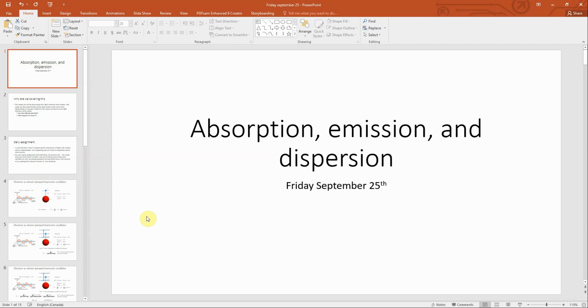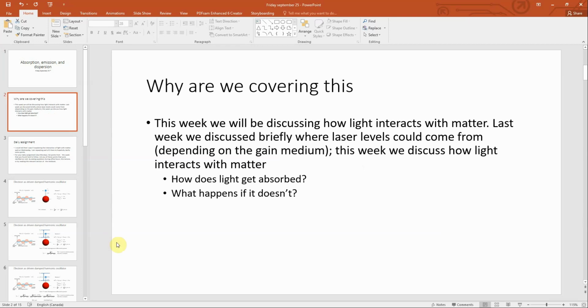Again, we'll be covering absorption, emission, and dispersion, which is chapter 3 from the laser physics textbook. So why are we covering absorption, emission, and dispersion? We're finishing up with this concept in this lecture. Basically, we want to understand how light interacts with matter.